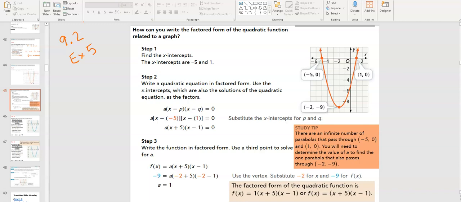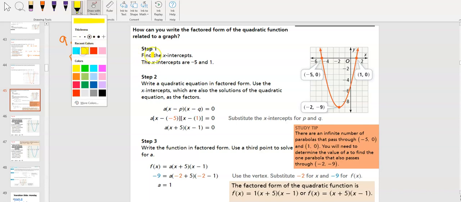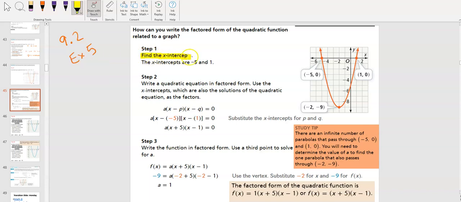to do that. So what we're going to do on example 5 is ask, well, what if I'm given a graph? Can I write the factored form from there? So again, we have our steps here that I highly recommend you write down. Step 1, if you're given a graph, first find the x-intercepts. We know that because they are right here on the line.